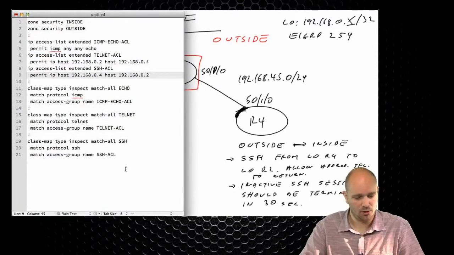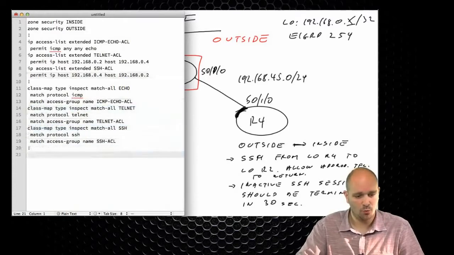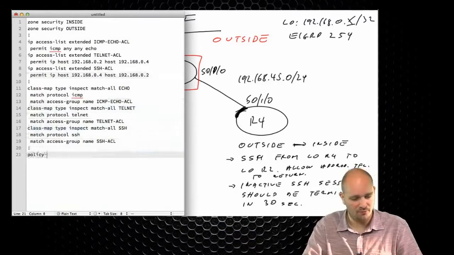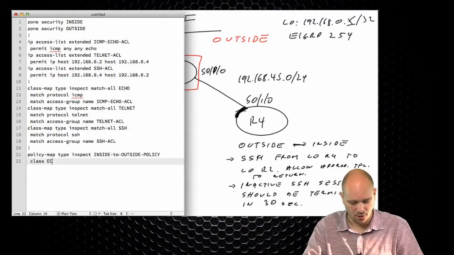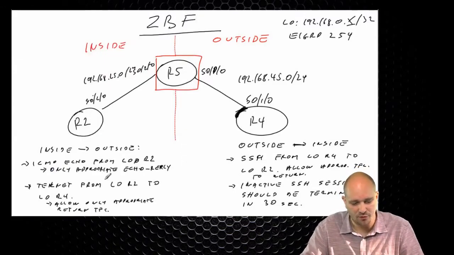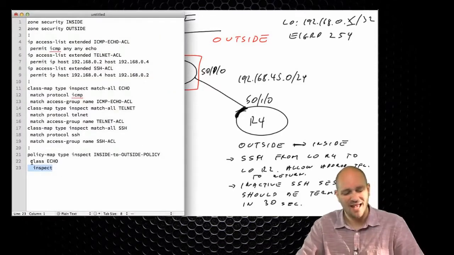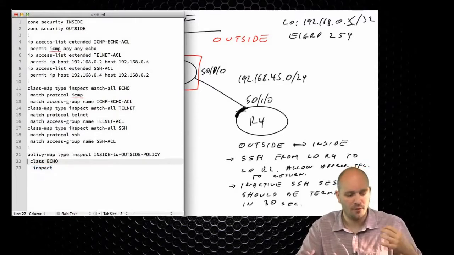So at this moment here, we should have our classes of traffic defined. So now we have to write down the policies. I'm going to have policy map type inspect, let's say inside to outside policy. And here I'm going to have class echo, and I'm going to say inspect. Now, what does inspect do here? It basically takes care of this second requirement, only appropriate echo replies. That means that I'm automatically going to allow the traffic that is going to be the result of this session.